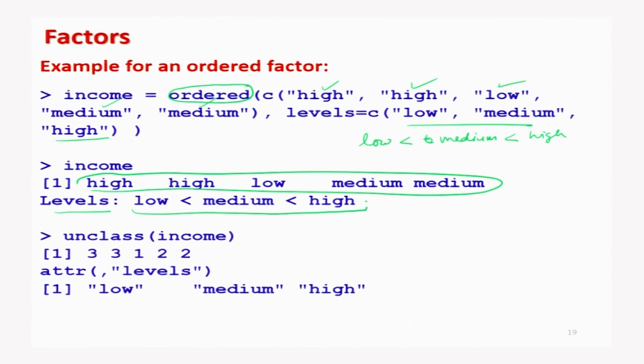So, remember, earlier these labels, which were in the form of some string, were arranged in alphabetical order, but now they are arranged in some increasing or decreasing order, whatever you are trying to say. So, this is like low less than medium less than high, and earlier this order was alphabetical. So, this is what you have to keep in mind.